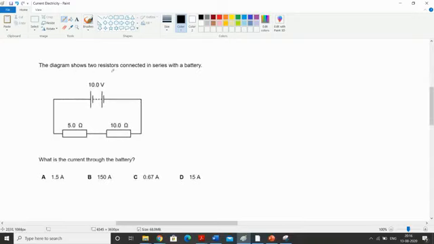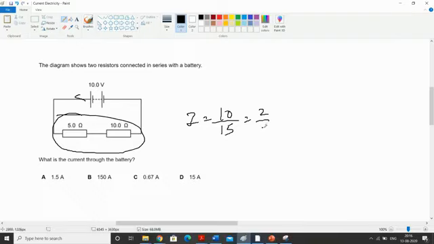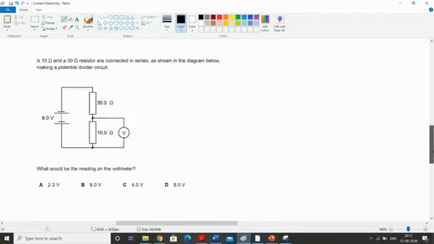Next, the diagram shows two resistors connected in series with the battery. What is the current through the battery? So the current which is coming out of the battery, these two are in series. So total resistance will be 10 plus 5, 15, and current is 10 over 15. So 10 over 15, that's like 2 over 3, which is 0.67. So that's why the answer is C.